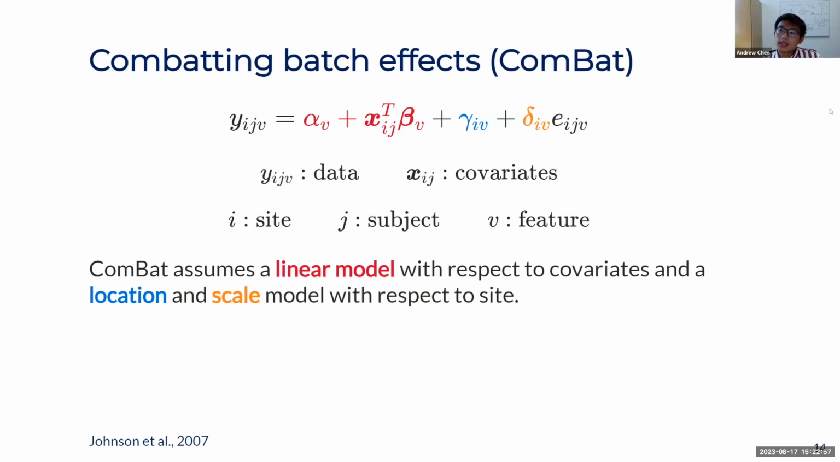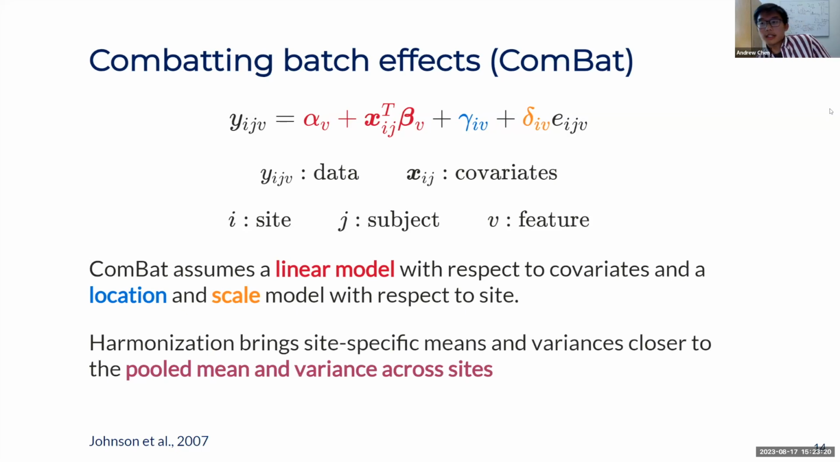And then the underlying assumption is that the site effect can impact the location and scale of the measurements of interest. And this model is assumed on every single region of the brain individually. So in this context, we're looking at cortical thickness. So we're saying that scanner can influence the mean and the variance of these cortical thicknesses at each region of the brain.